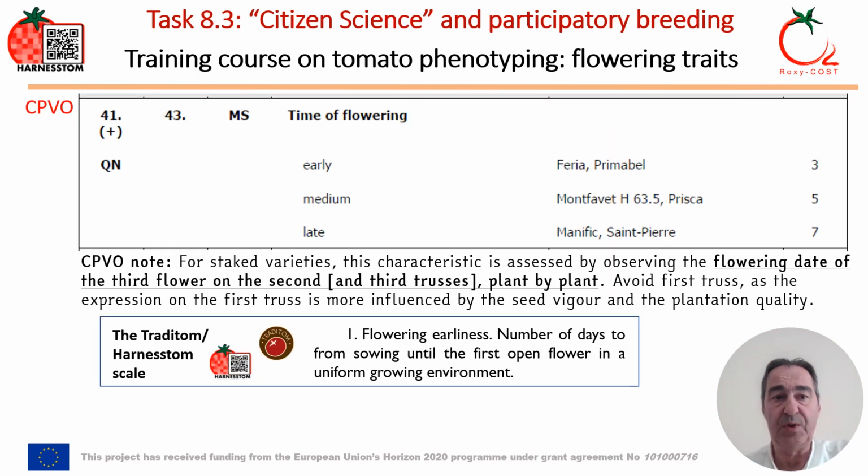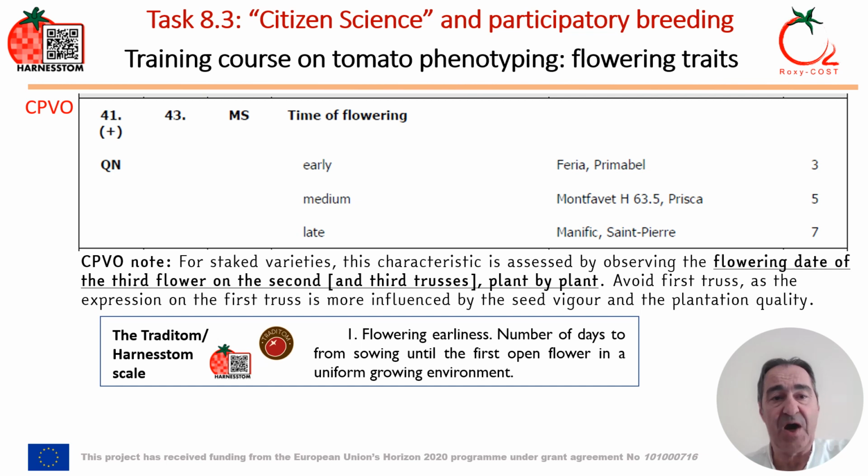The time to flowering is the 41st trait of the CPVO protocol, and it is expressed in a 3-classes scale with reference to standard varieties: early, medium, and late. Actually, the protocol gives a detailed quantitative method to record the trait, making a reference to the flowering date of the third flower on the second and possibly the third inflorescence of each plant. It is recommended to avoid the first truss as it is influenced by seed vigor.